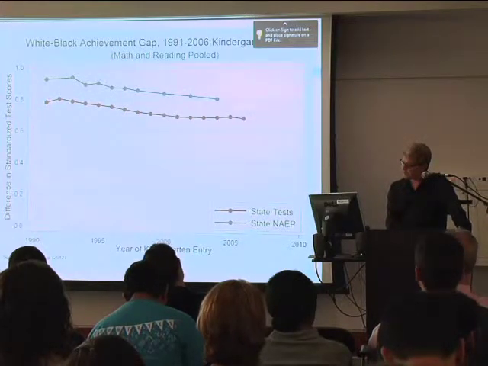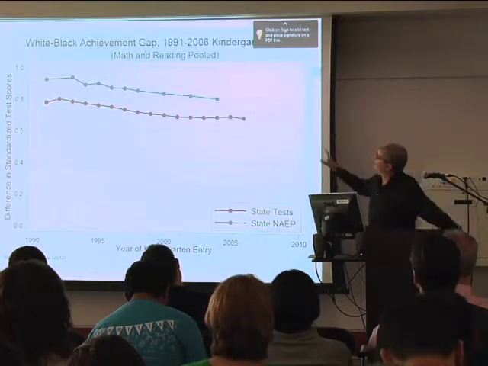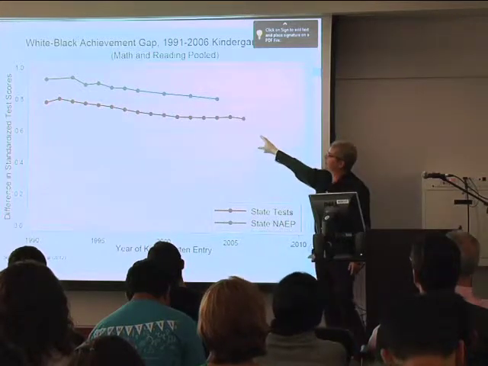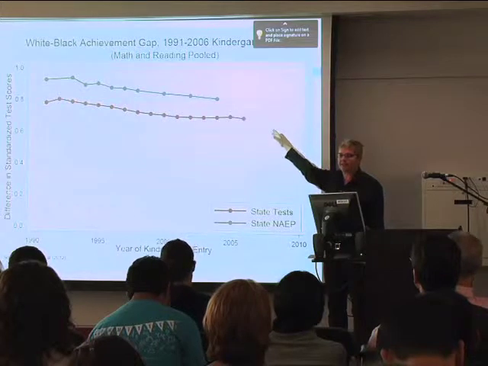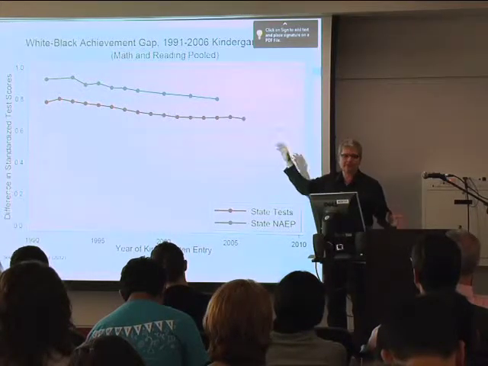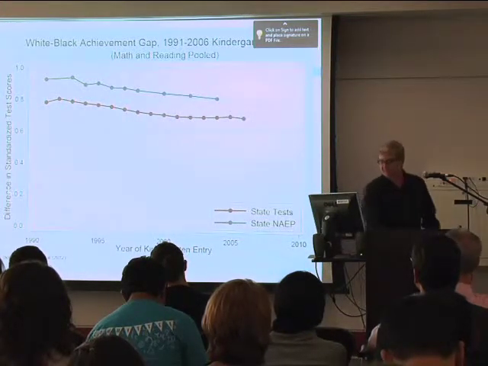So this is just to show you what's happened to the black-white achievement gap in recent years. It's still going down, but it's going down very slowly. It'll take about 80 years for it to disappear at this rate. So we're not making enormously rapid progress.